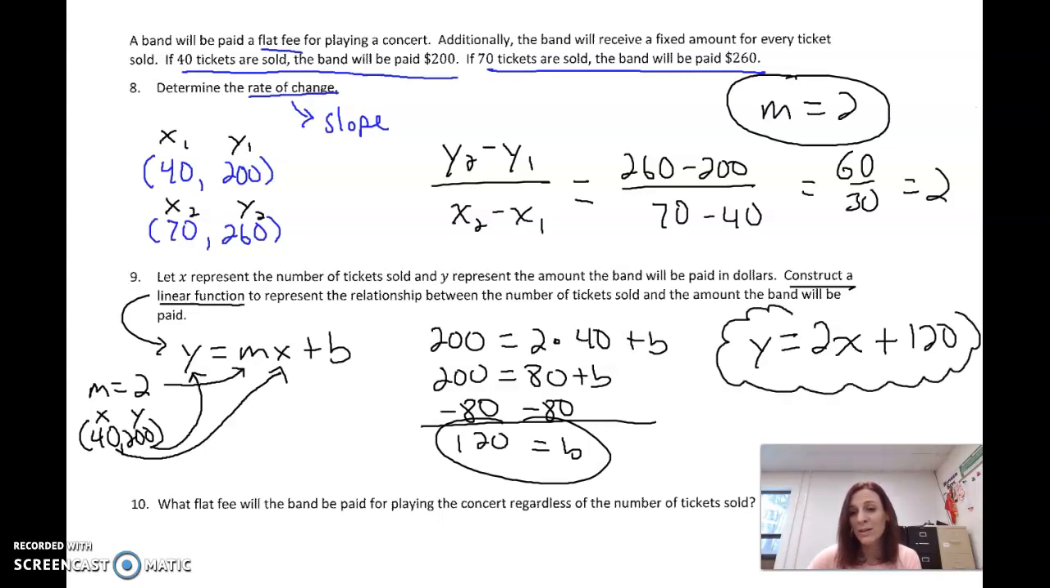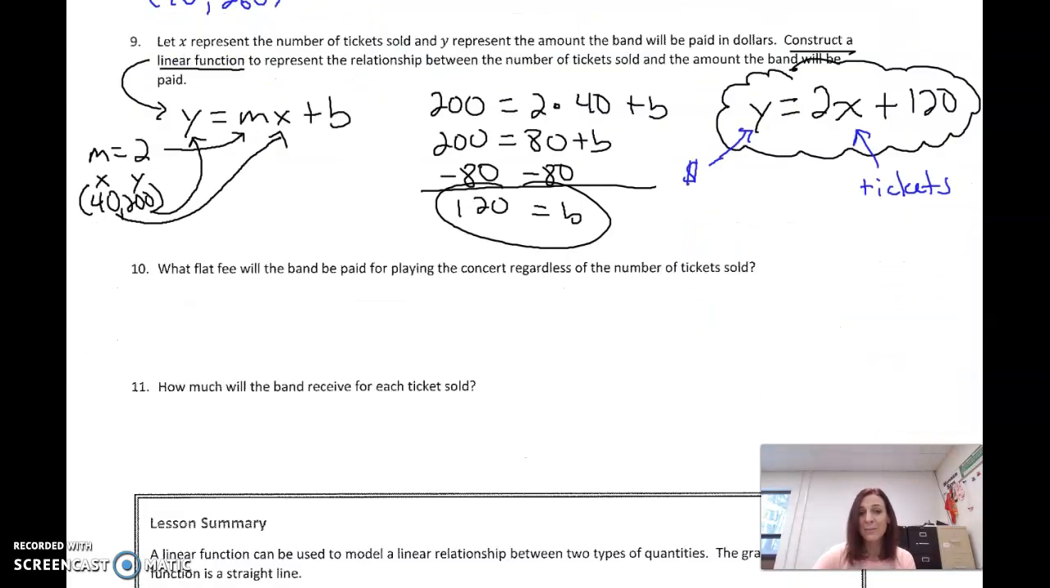So now, keeping in mind that Y is how much money they're going to get, and X is the number of tickets sold, what flat fee will the band be paid every night? Initial value, 120 bucks. That's where we're starting. How much will the band receive for each ticket sold? Well, right here, this is the number of tickets. They're getting $2 per ticket.